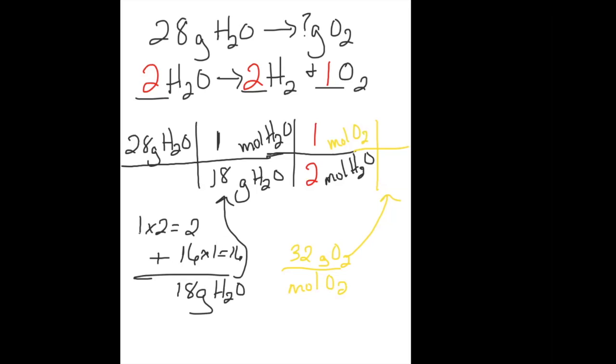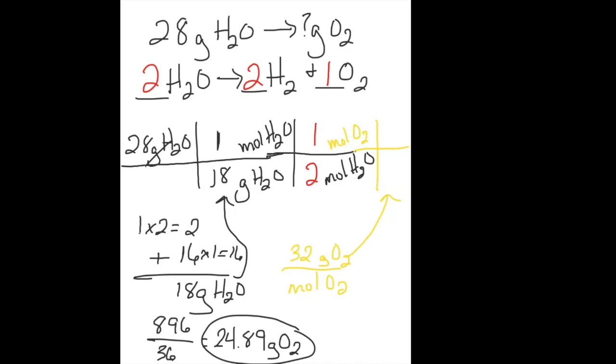28 times 32 is going to give me 896, divided by 18 times 2, which is 36. 896 divided by 36 is equal to 24.89 grams of O2. That is going to be my final answer. I can cancel out my grams of water, cancel out my moles of water, cancel out my moles of oxygen. Whoops, sorry, a 1 is supposed to go down here. And then I'm left with my grams of oxygen.